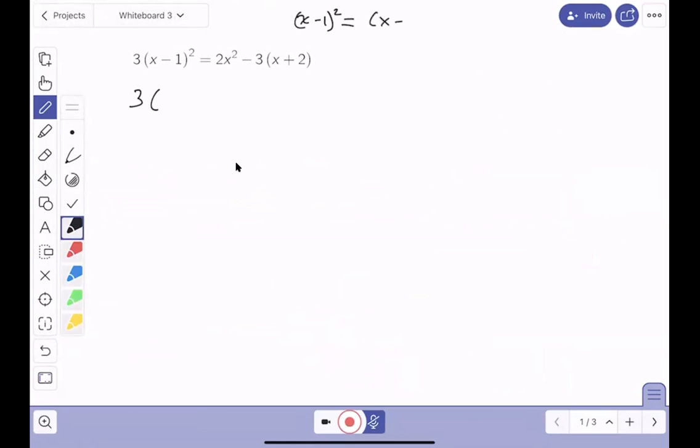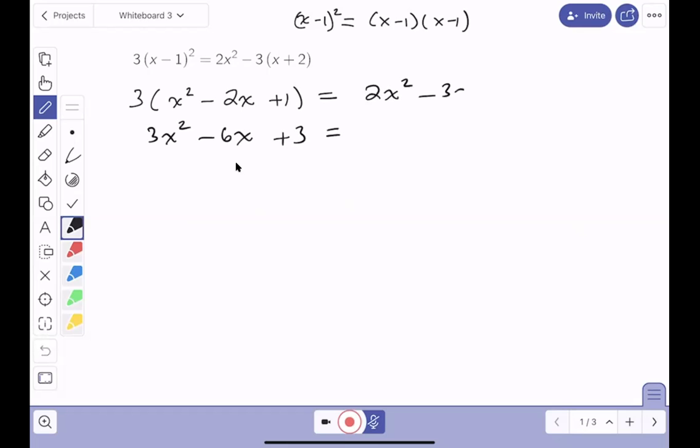It means it's written down twice. No, you don't need to write it down twice, but it's written down twice. What does it give you? x squared minus 2x plus 1. All right. And I'm going to still work on the left side, by the way. So what do I get? I get 3x squared minus 6x plus 3. Let's go to the right side. What do you get over there? 2x squared. Let's see, minus 3x minus 6. All right, down again. I get 2x squared minus 3x minus 6.